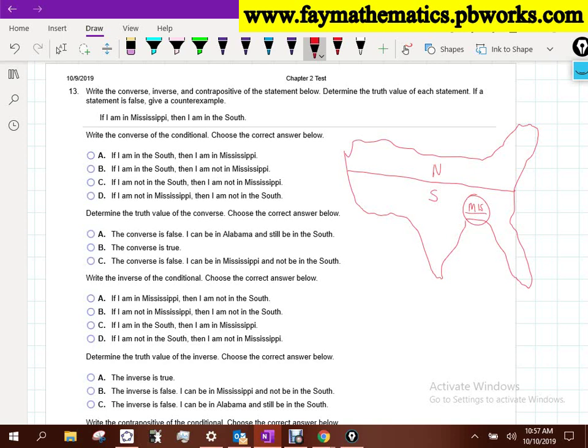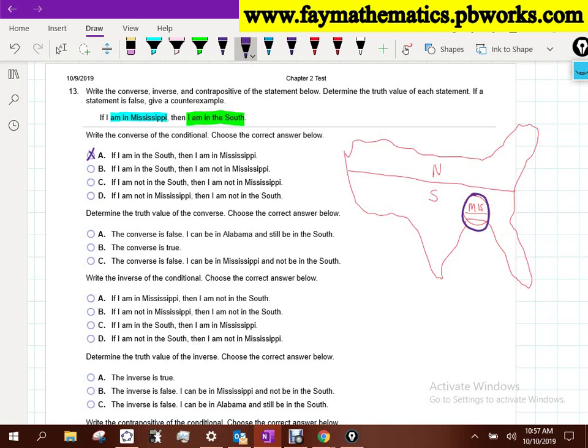All right. So if I am in Mississippi, it says write the converse of this. The converse says if I am in the South, then I am in Mississippi. Remember, the converse is just to take the blue and the green and flip them. So I'm going to look for a statement that says if I'm in the South, then I am in Mississippi. And here it is. Now I have to determine if that's true. If you're in the South, does it mean that you have to be in that region right there? So I would say this is false.